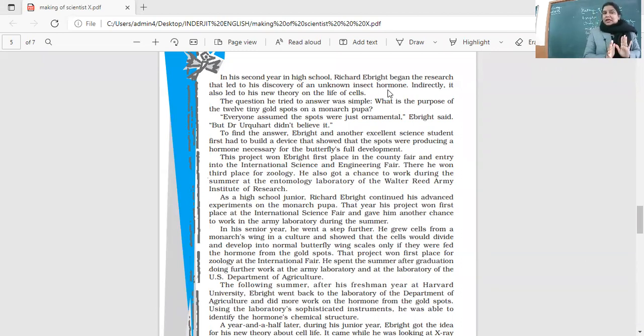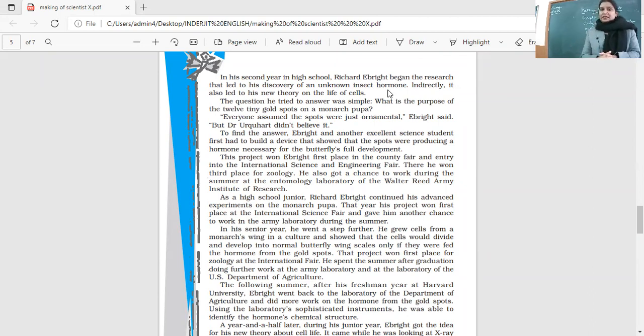What was it? Everyone assumed the spots were just ornamental, Ebright said. But Dr. Urquhart didn't believe it. So, right, he said that, see here, everybody thought that these spots are ornamental, for decoration, so that the pupa looks beautiful and different. But Dr. Urquhart, what did he say? No, there must be a reason why these spots are over there.